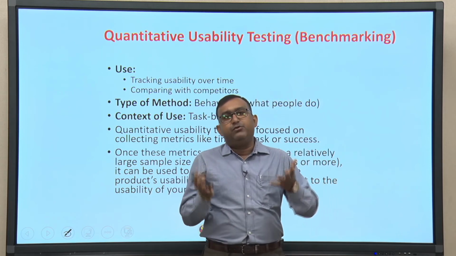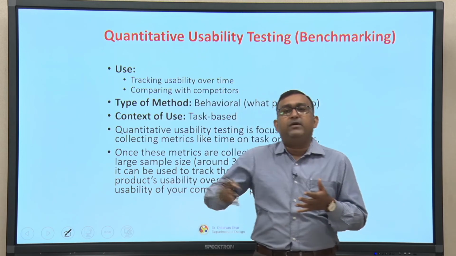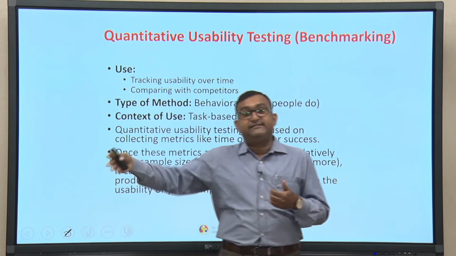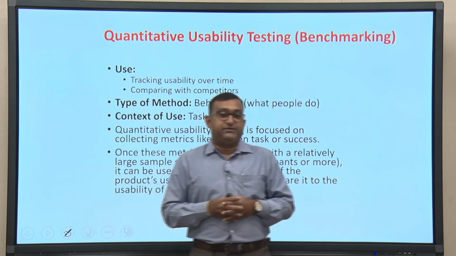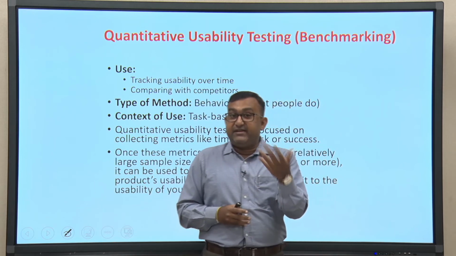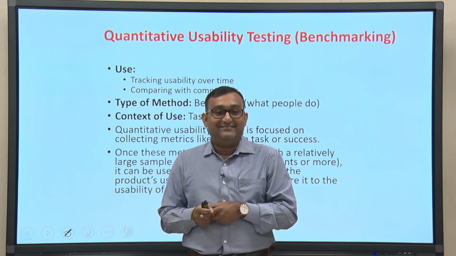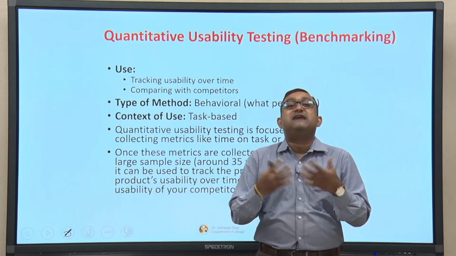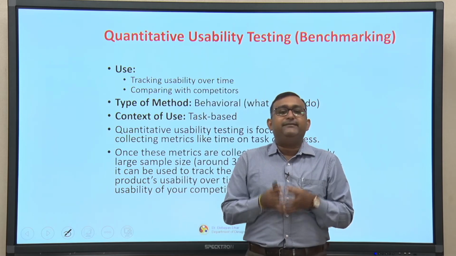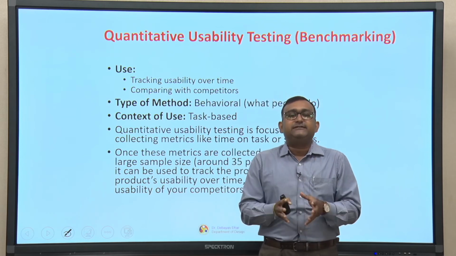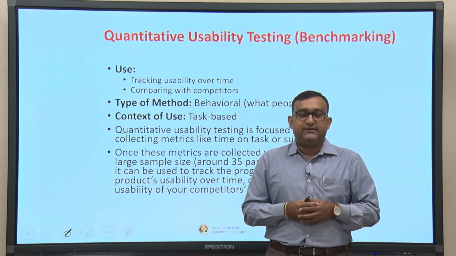Now, quantitative usability testing is often used in tracking usability over the period of use, that means time, and it is compared with the competitors of the product. It is a behavioral method of study, that means the focus is on what people do, and the context of use is task based. So, a task is given and then it is compared. So, quantitative usability testing is focused on collecting metrics like time on task or success rates.